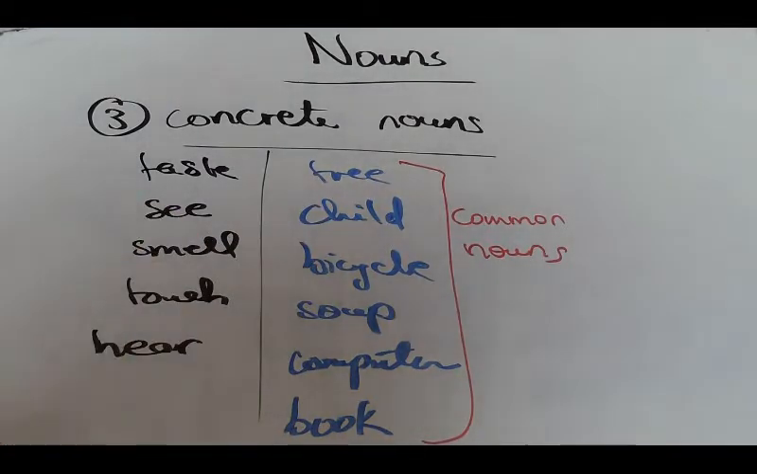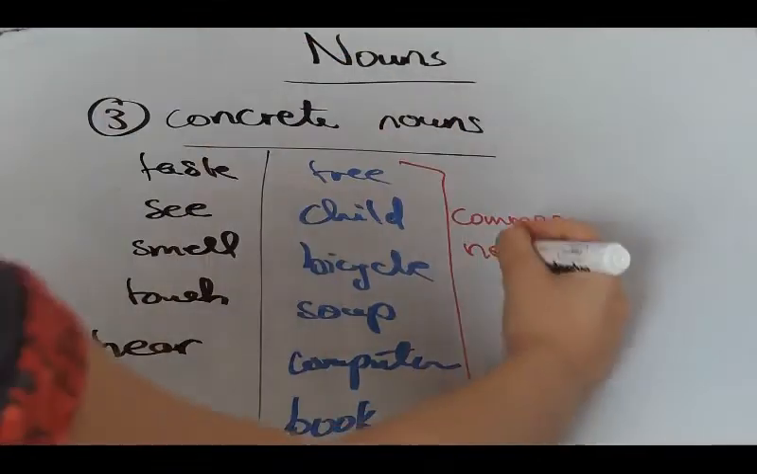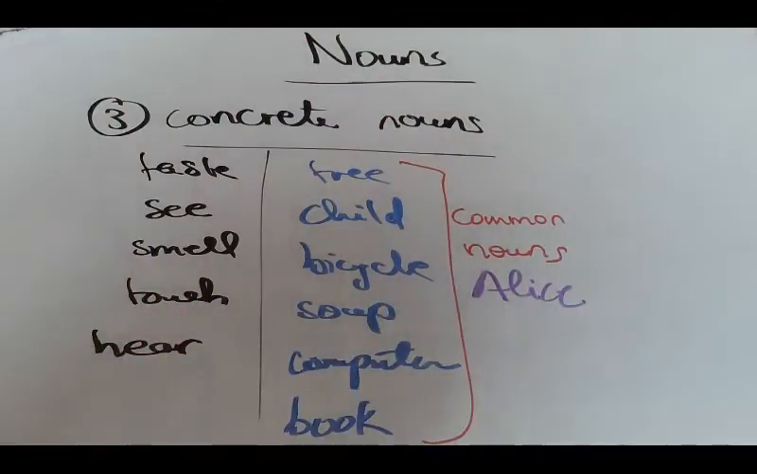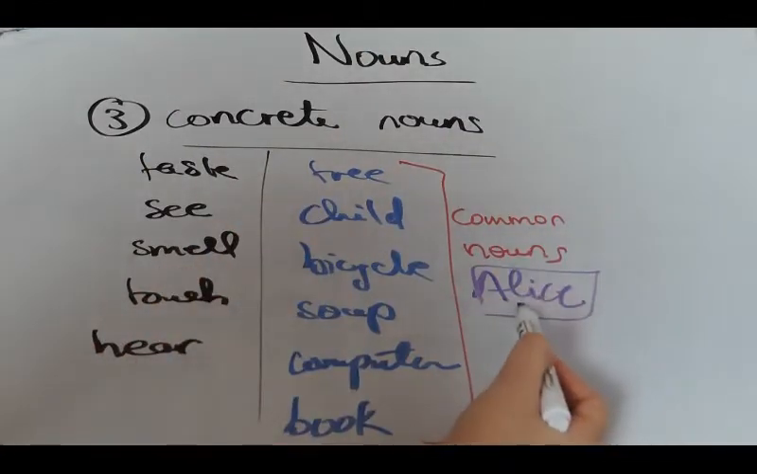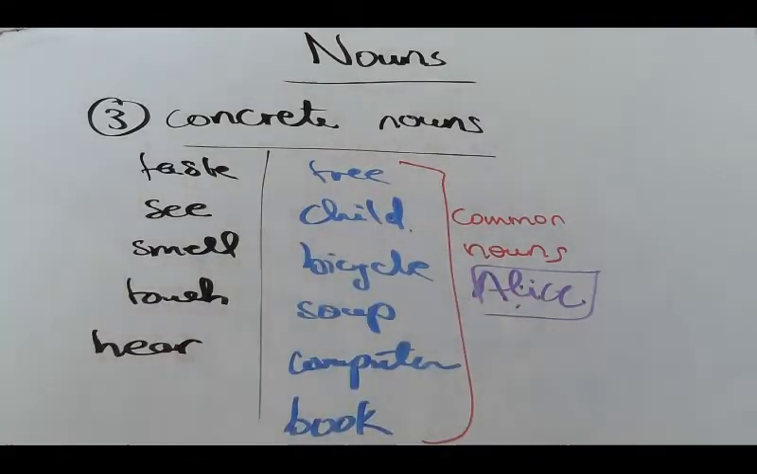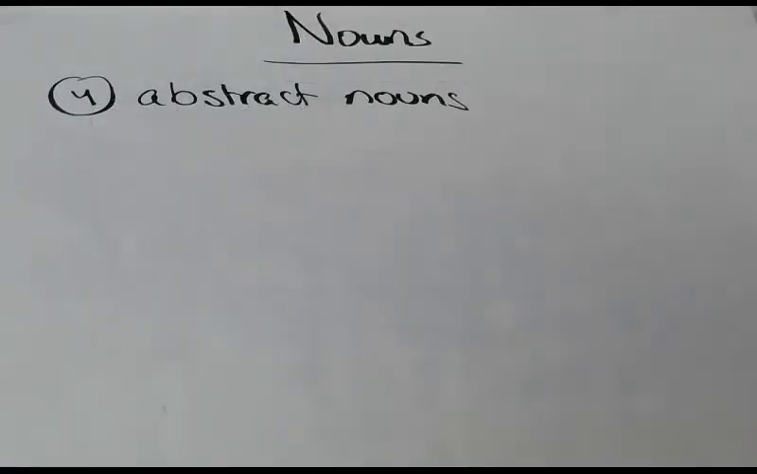If I take the noun Alice, which is the name of a person, a proper noun. A proper noun, here Alice, is just like a child, as a person that can be seen, that can be smelled, that can be touched, that can be heard, can be perceived by any of the senses. So it is also considered a concrete noun in this case. So any noun, whether common or proper, that can be seen, touched, smelled, tasted, or heard, is considered a concrete noun. Number 4, abstract nouns.